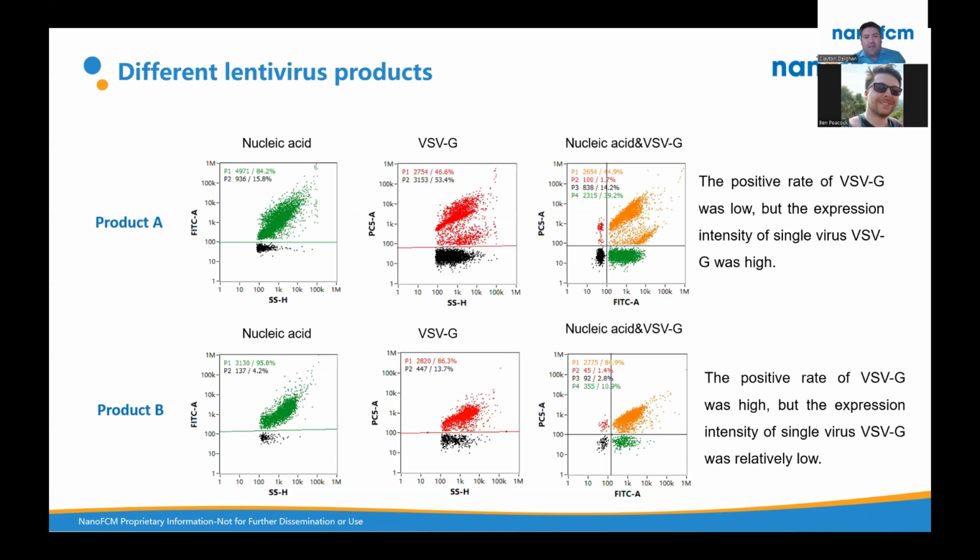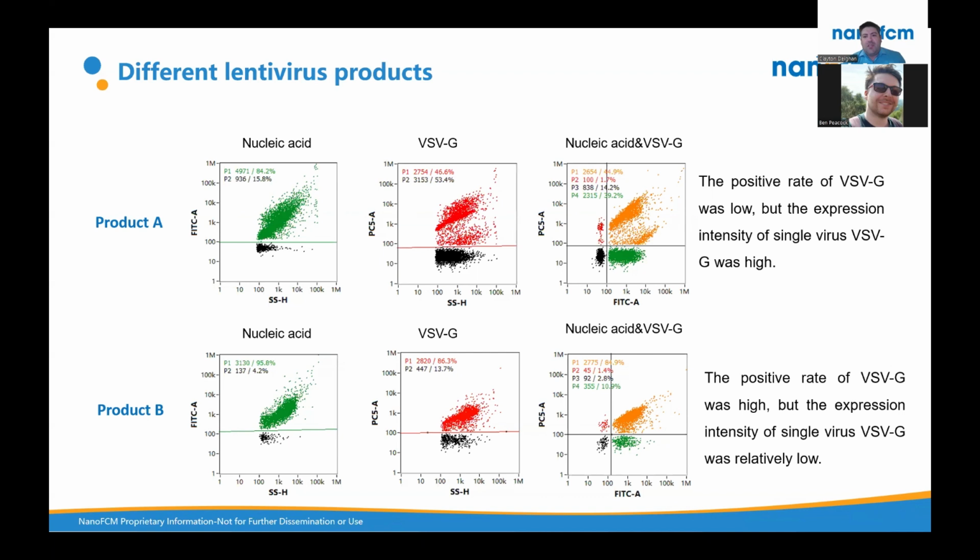Our VSVG staining definitely looks a bit different. We've got a much higher percentage of the particles in product B which have VSVG, but they're also much dimmer. So the positive rate is high, but the intensity per particle is low. And then in the top figure, we have a lower rate of positivity, but it's intense per particle. The copy number of VSVG on each particle is high.